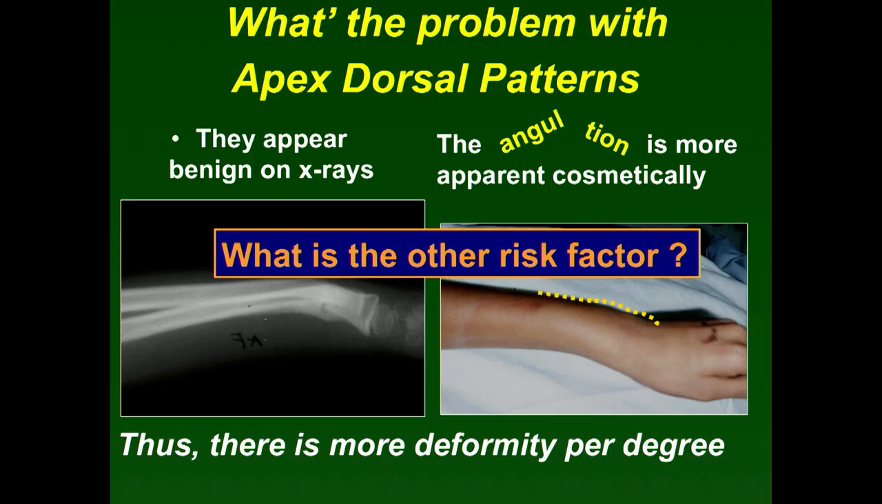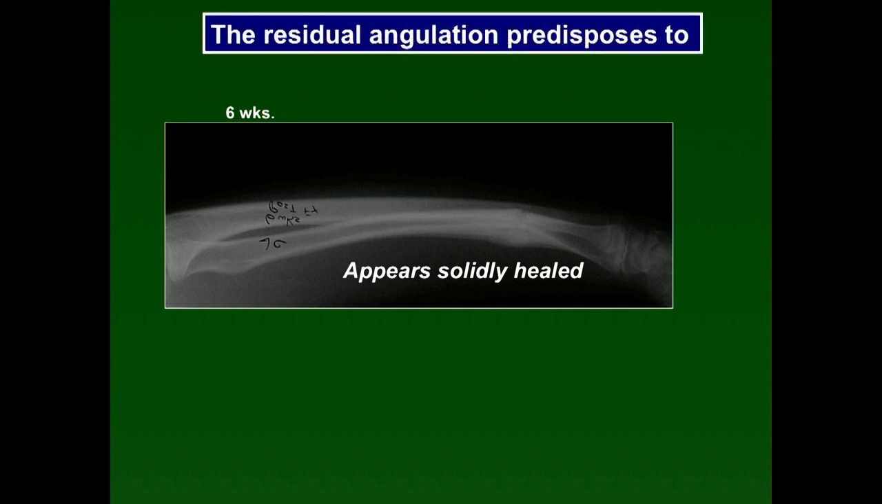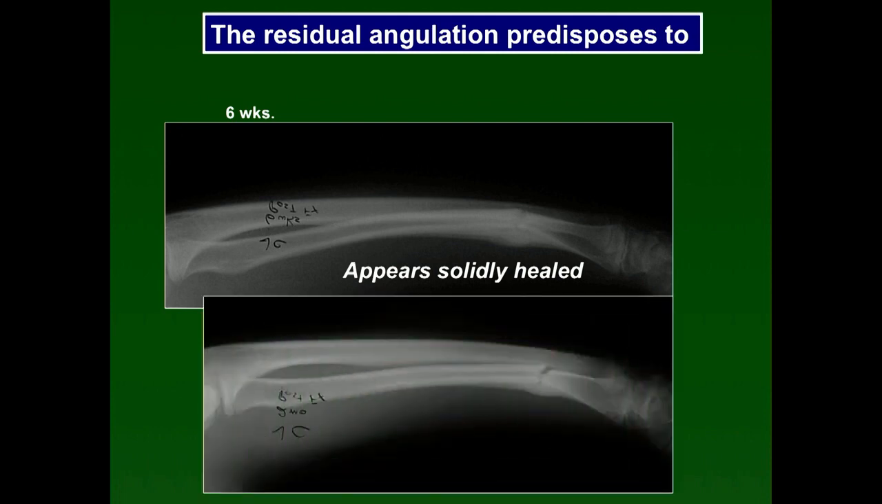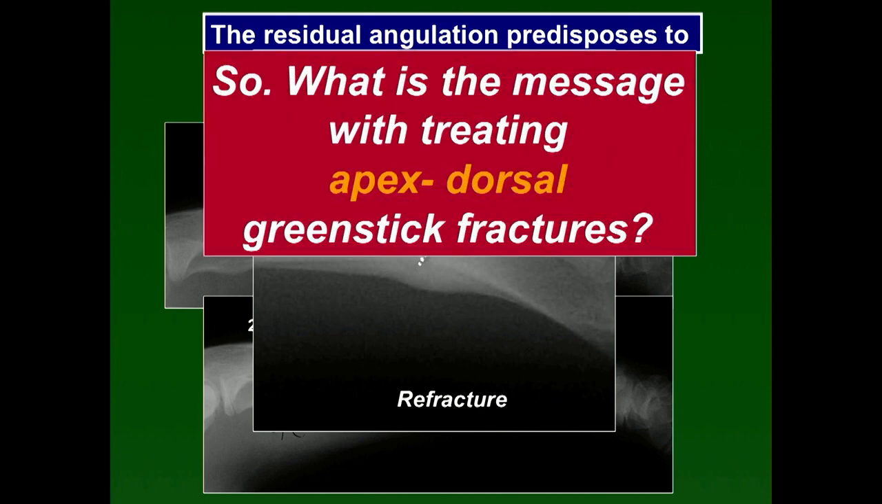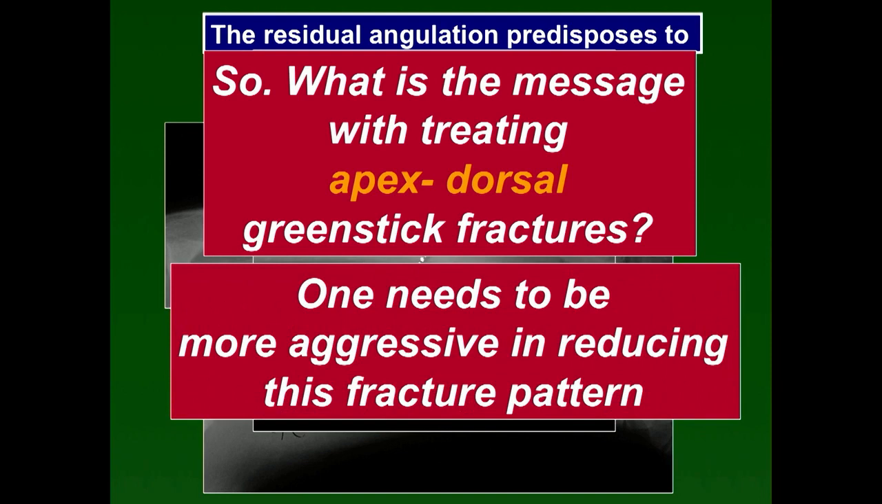And there's another risk factor with this. What is it? Well, it's pretty slow to heal. Mm-hmm. Can he go back to playing football? Not yet. Why? Because if it's got this residual angulation, this has been my experience, that tension is predisposed to fracture, and I've had some of these refracture. So I hold these from strenuous activity for a little bit longer. The message here with apex dorsal greenstick fractures is that you need to be more aggressive in reducing the fracture pattern and in putting on a good cast.